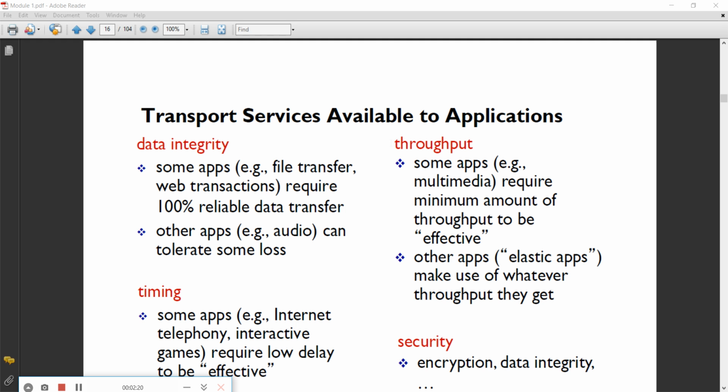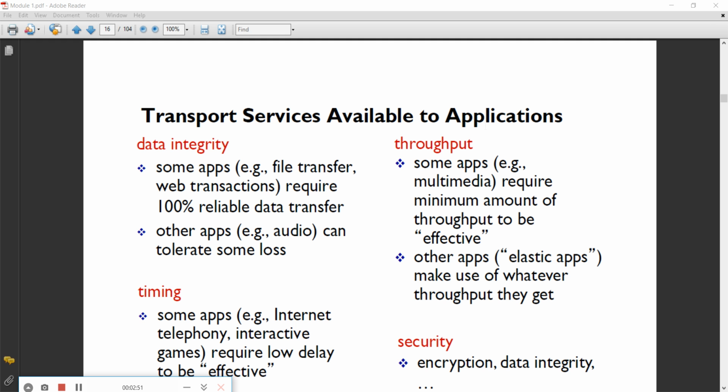Next one is throughput. So, what is throughput? To define throughput, consider transferring a large file from host A to host B across a computer network. This transfer might be a large video clip from one peer to another in a peer-to-peer file sharing system.